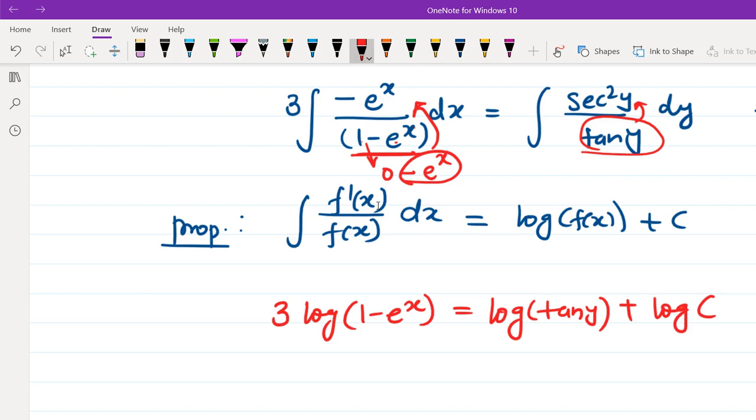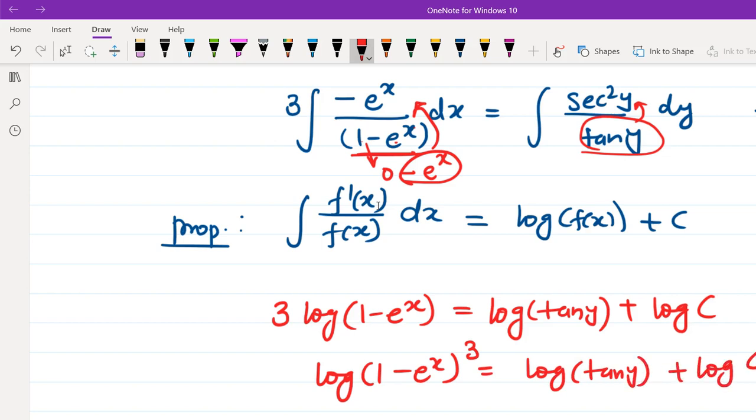Okay, now let us simplify it a little, and then you will get the answer. Now I am applying the property of log: a log b is log b to the power a. So log of 1 minus e raised to x, the whole to the power 3, is equal to log of tan y plus log c. Now what you have to do, kids, we all know the property of log a plus log b, right? So log a plus log b is going to be log of a into b. So I am writing here log of tan y times c.